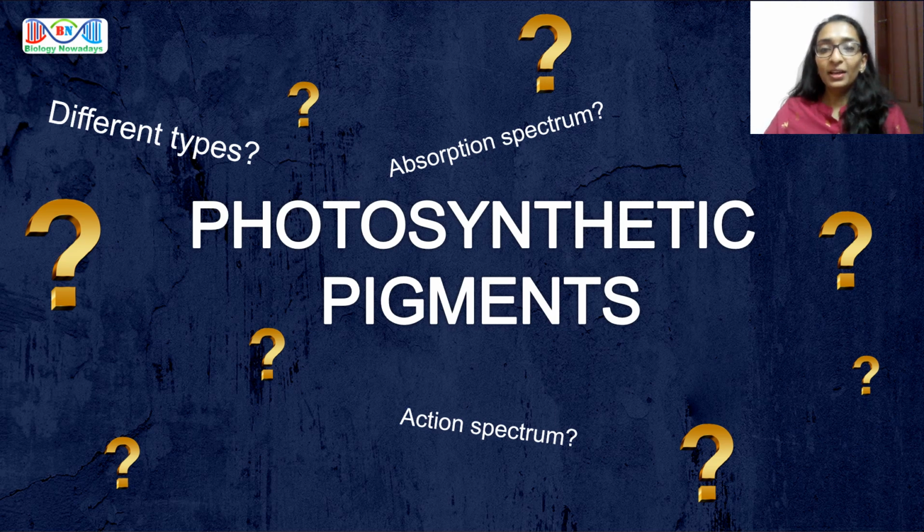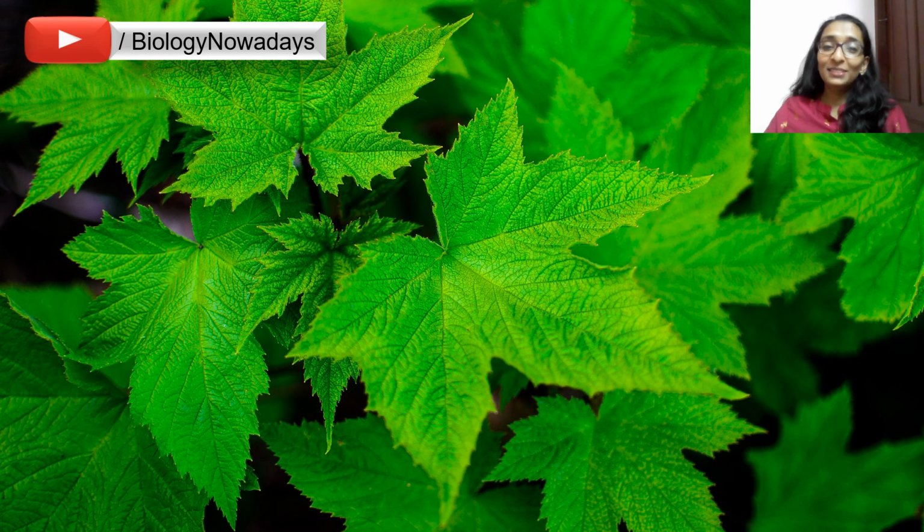In this video, let's discuss different types of photosynthetic pigments in green plants. We will also discuss the absorption spectrum of photosynthetic pigments as well as the action spectrum of photosynthesis. Have a look at these beautiful green leaves. You all may know that the green color of these leaves is due to the presence of the pigment chlorophyll.